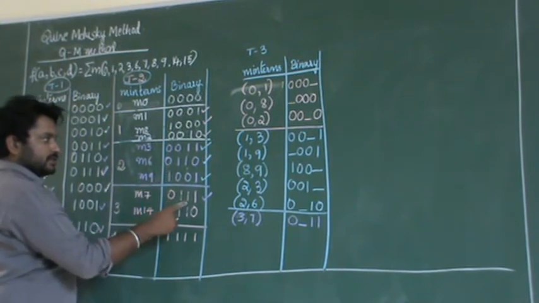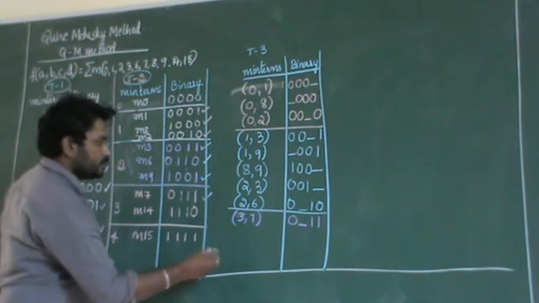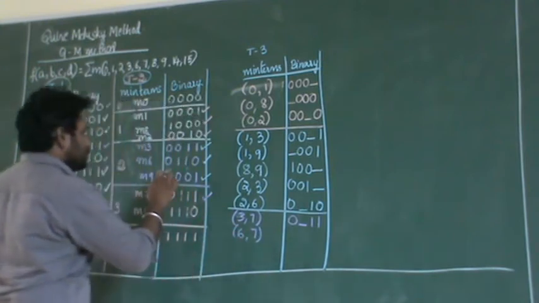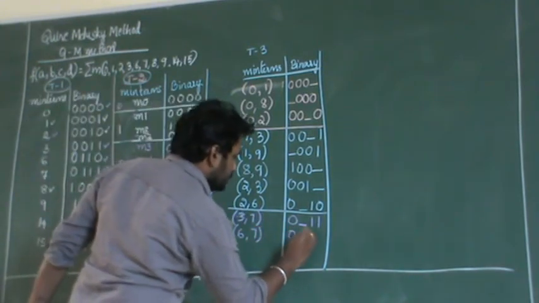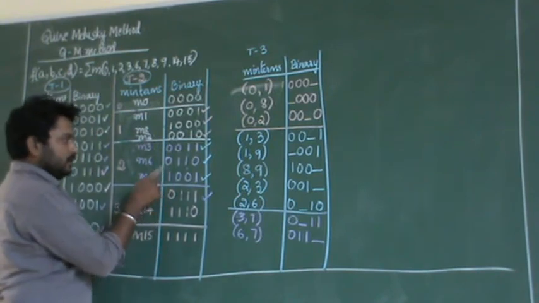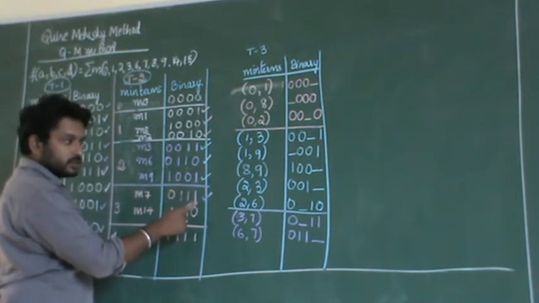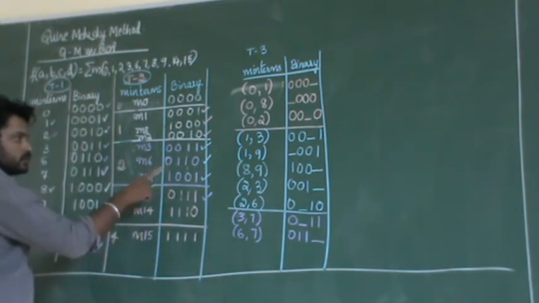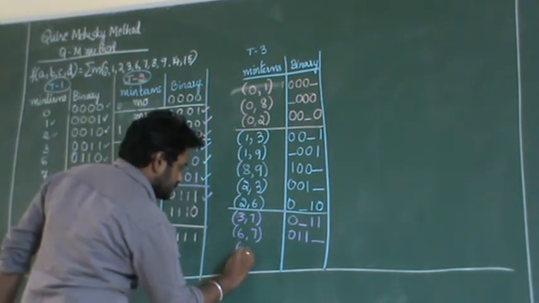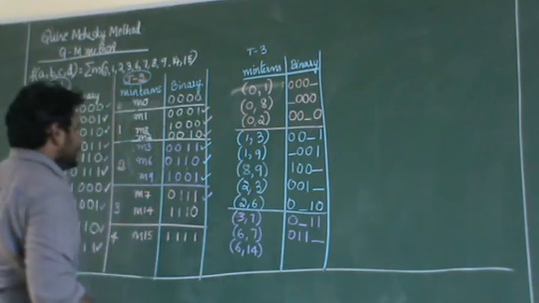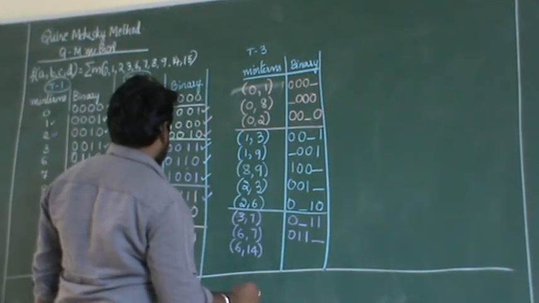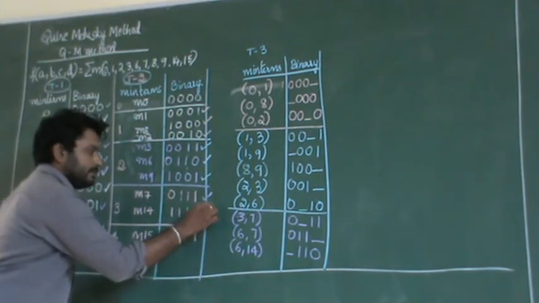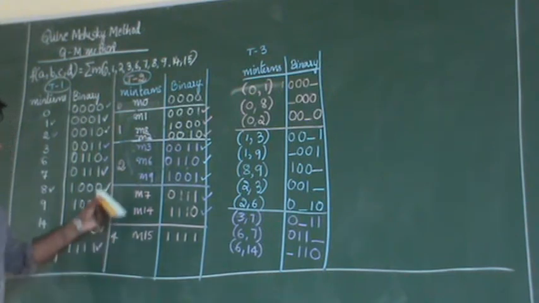6 with 7 is possible. So 0, 1, 1, dash. See here, 6 with 7, 0, 1, 1, the 0 is getting changed to 1, so therefore you have to put a dash. Next, 6 with 14 is possible? Yes, it is possible because only 1 bit position is getting changed. So therefore 6, 14 is dash, 1, 1, 0. So I have to put a tick mark here. 6 with 14 is also possible.